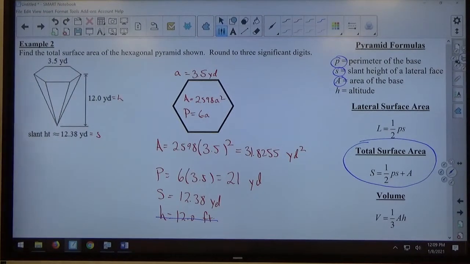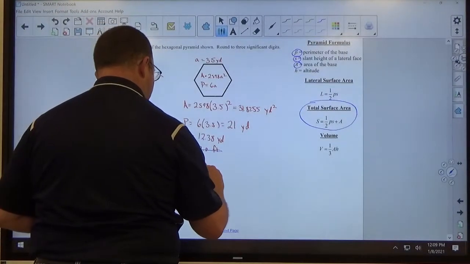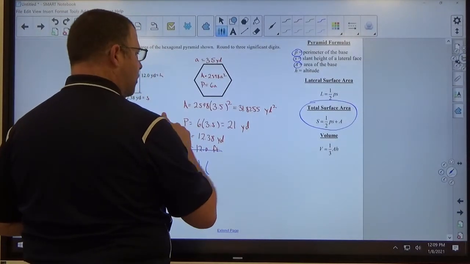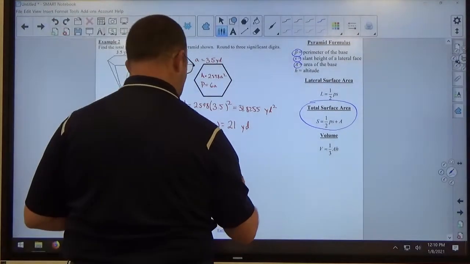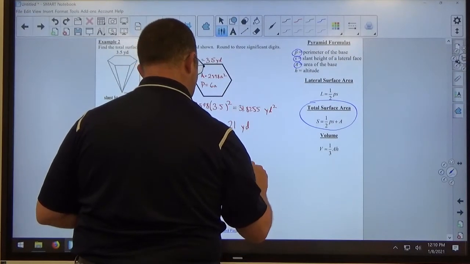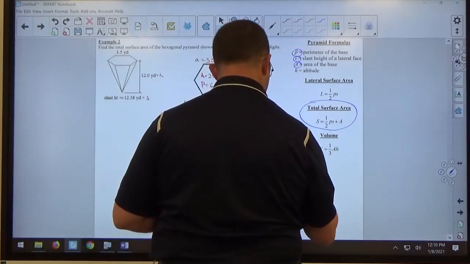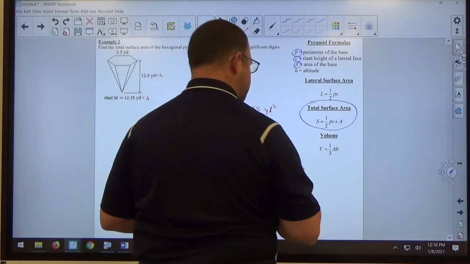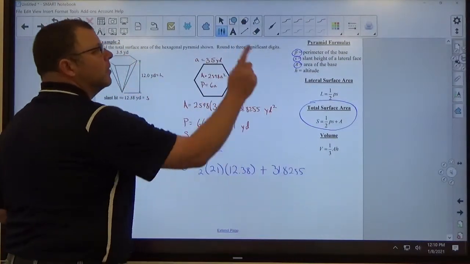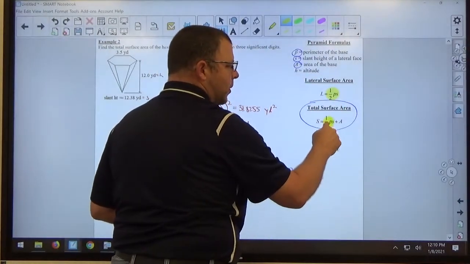All right? So, the formula says S equals 1/2 PS plus A. So the total surface area is equal to 1/2 times P, which is 21 yards, times S, which is 12.38 yards, plus A, which is 31.8255 square yards.